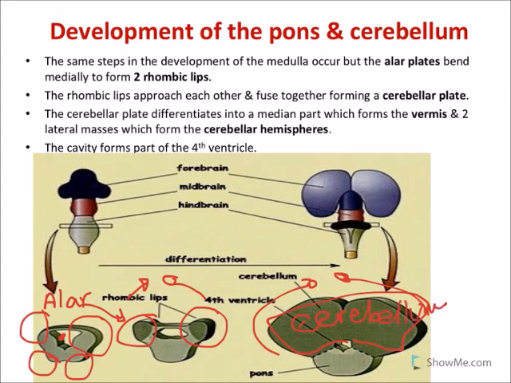Then the cerebellar plate itself will differentiate into a medial part. This medial part will be the vermis, which connects the two cerebellar hemispheres, and the basal plate, which is lying ventrally, will form the pons. So the basal plate will develop into the pons, and the dorsal plates, or the alar plates, will develop into the cerebellum, and the cavity between the dorsal and ventral plates will form part of the floor of the fourth ventricle, which is the proximal part.